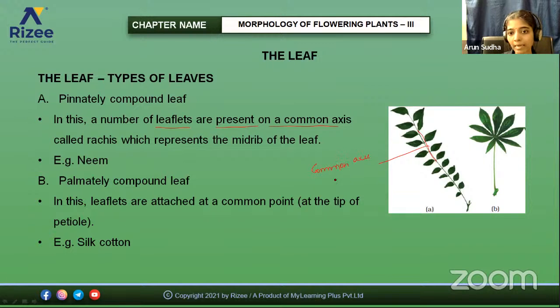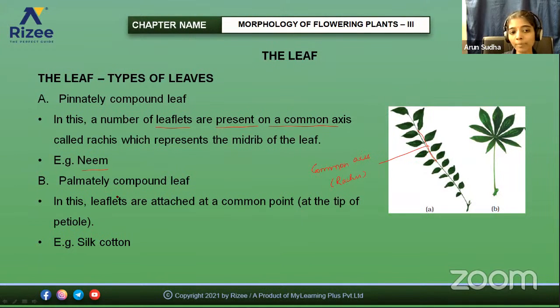This is a common axis and this is called rachis, which represents the midrib of the leaf. So this is the midrib here. Example is neem. So here a number of leaflets are present. So these are all leaflets that are present.